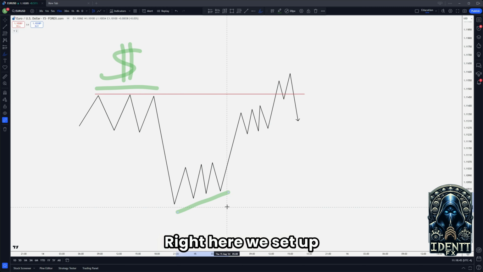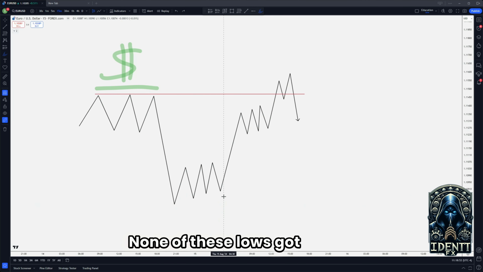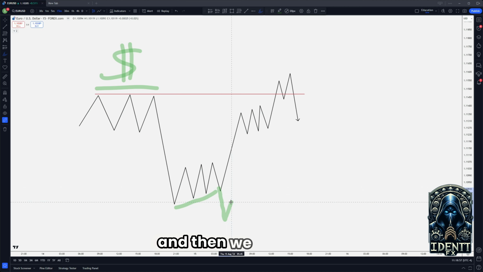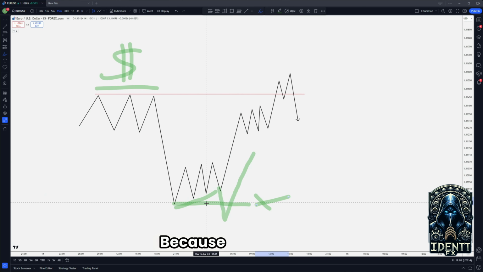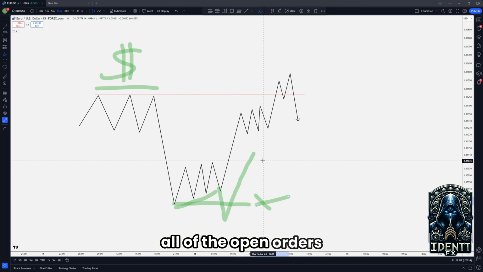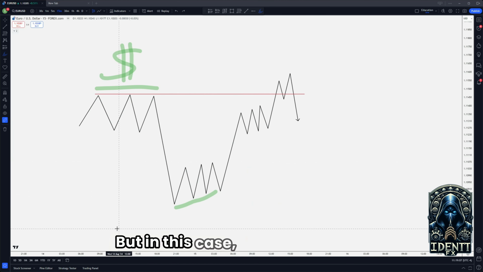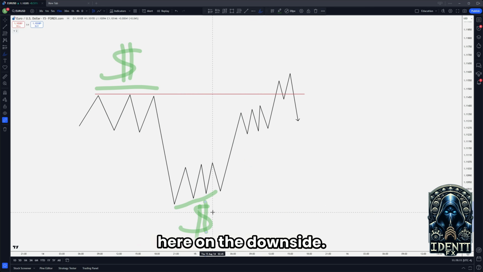Right here, we set up a new pool of liquidity. So these lows, they all respected each other. None of these lows got swept. A sweep would be, we build up this trend line liquidity and then we take that out before moving upwards. That would be an efficient move, right? Because we liquidate all of the open orders that we have there. So if we do that, we do not have liquidity here. But in this case, since we respect them, we build up liquidity here on the downside.